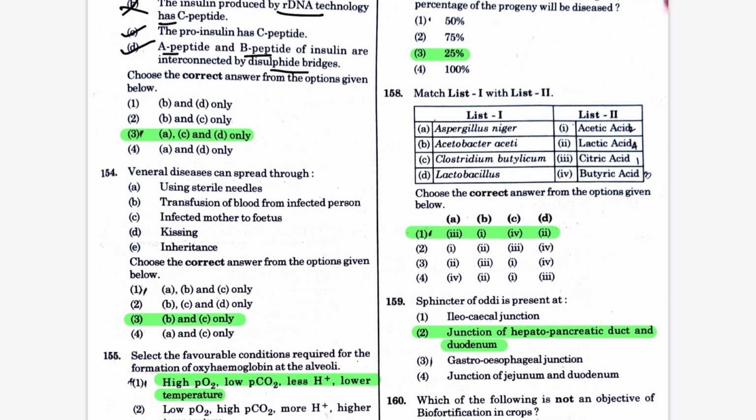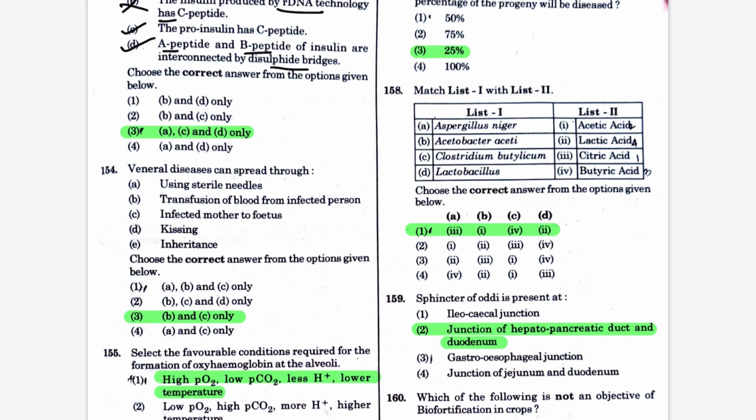Okay, right. So 154, venereal diseases can be spread through. Remember, venereal diseases means sexually transmitted disease. Okay, so the answer would be B and C. Sexually transmitted disease can be transmitted from one person to another by means of transfusion of blood from an infected person and also from infected mother to fetus. So option B and C.